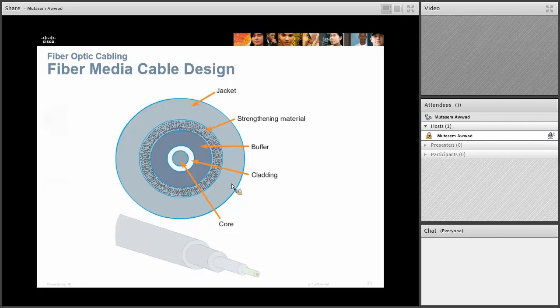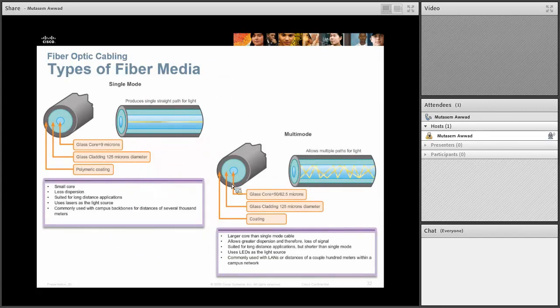And by the way, fiber optics are always full duplex, as we will discuss later on. You're always transmitting and receiving. There are two different types of fiber media. There's single mode and multi-mode.